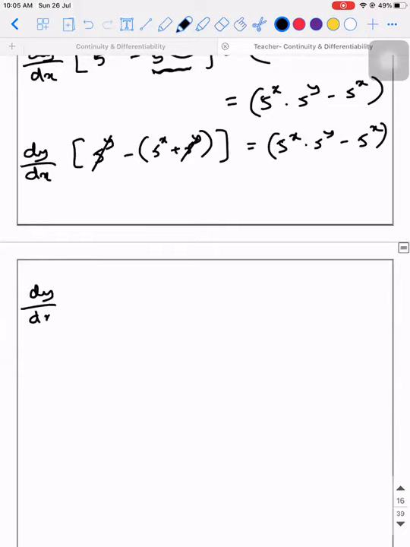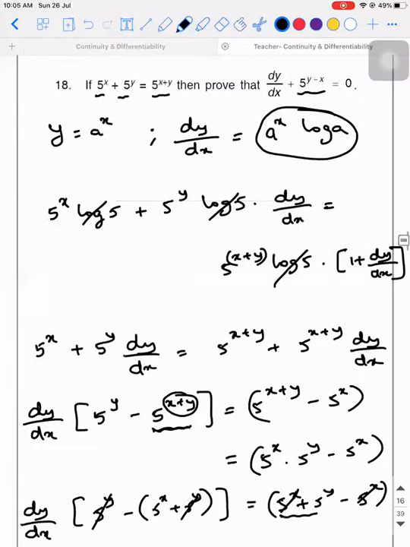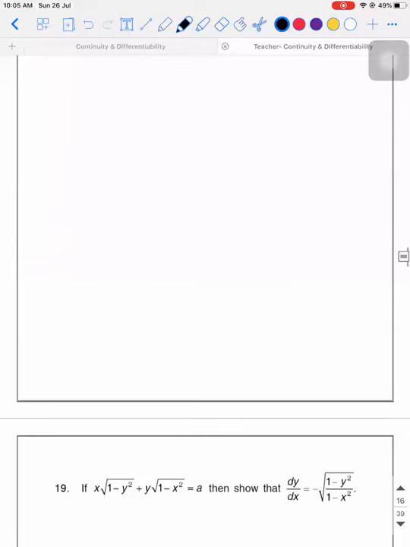So dy by dx is equal to minus 5 power x, minus of 5 power y minus x. One minute, wait. Here also you substituted 5 power x plus y as this thing. So this term should be written, then it will be minus 5 power y minus x. That's right. So dy by dx plus 5 power y minus x is equal to 0. Everyone is clear? Yes, sir.